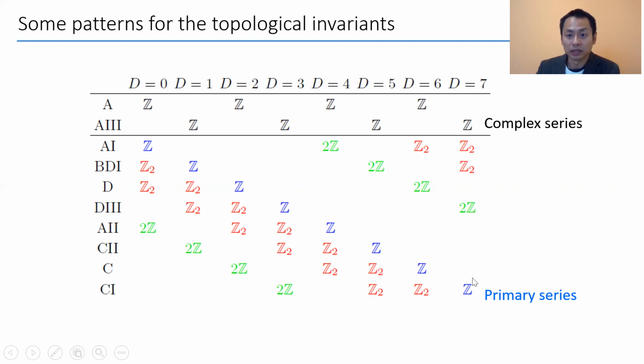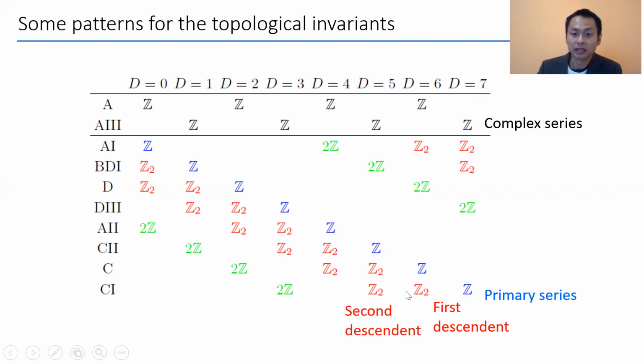And then showing in blue are the so-called primary series. As you can see, their topological invariants are all integer numbers. And then if you go from this primary series to 1 dimension lower, then you reach the so-called first descendant, where these invariants are binary. And then 1 dimension lower, you reach the so-called second descendant, where the topological invariant is also binary. And then finally, you can have this even series where, as you can see, it goes along this, once again, diagonal direction where the topological invariants are even numbers.